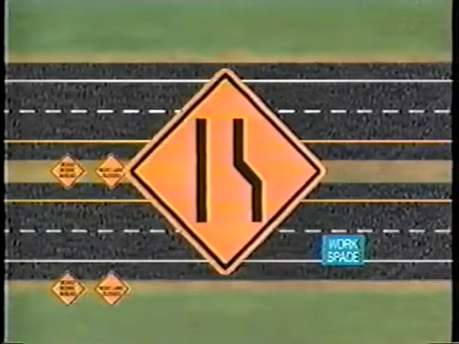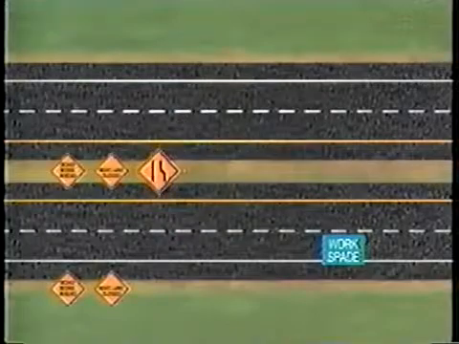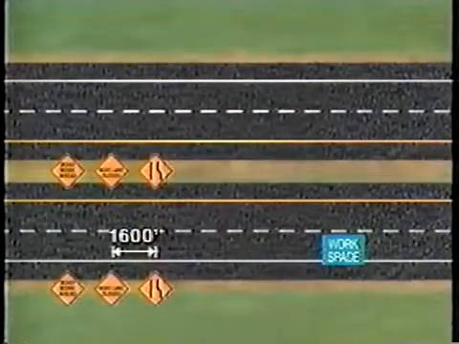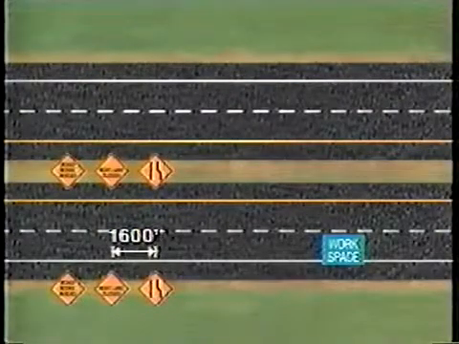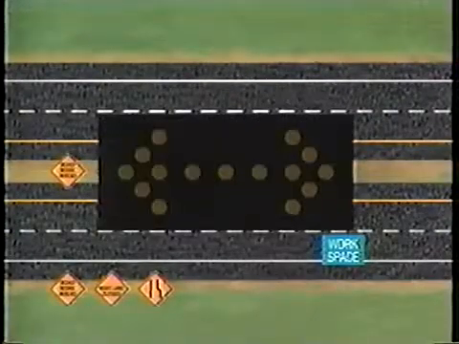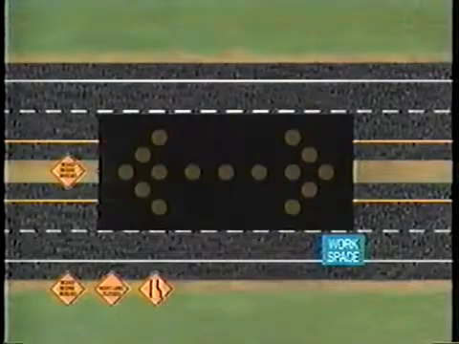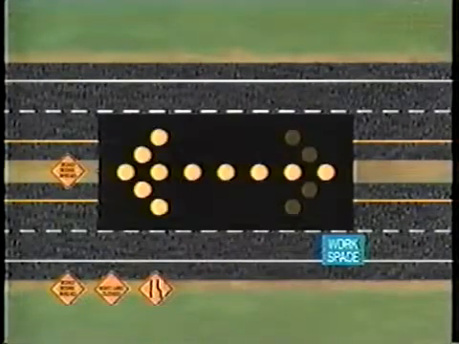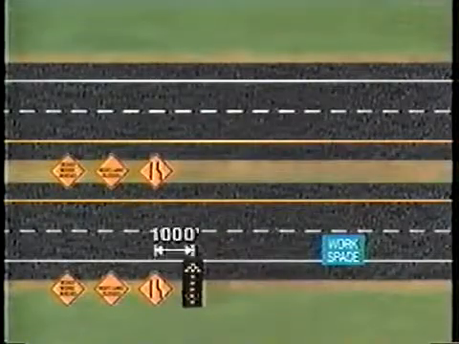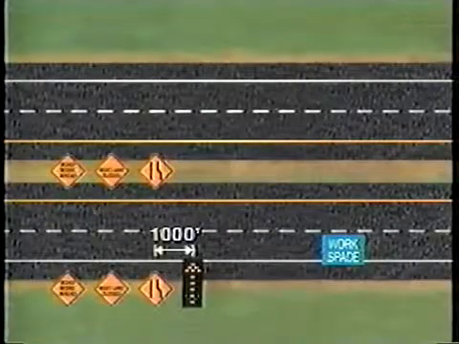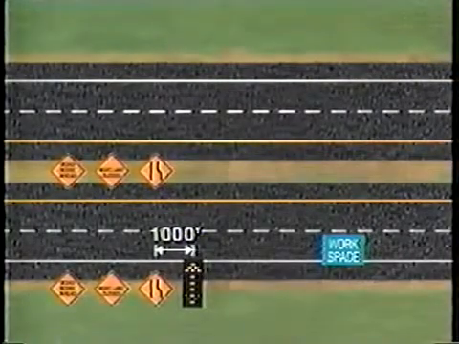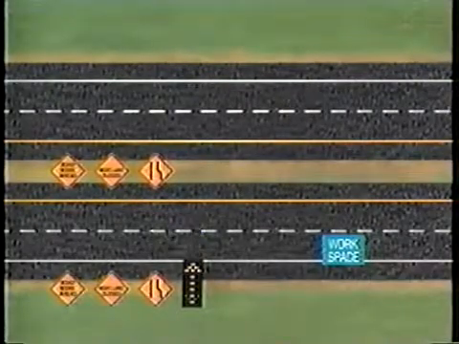Third, a pair of Lane Reduction Transition signs. These signs are placed 1,600 feet from the Right Lane Closed sign. Next, 1,000 feet from the lane transition sign, install the second element of traffic control, the lane closure taper. When setting up the taper, it is good practice to place your work vehicle or advance warning arrow display before the start of the taper for added protection.